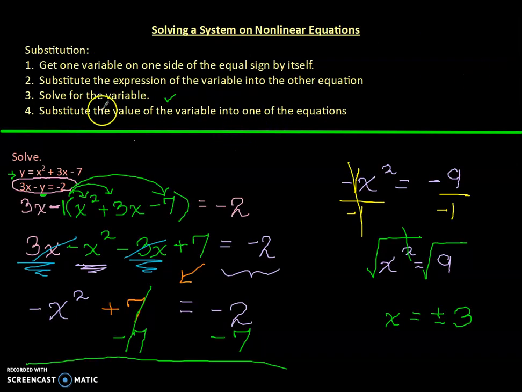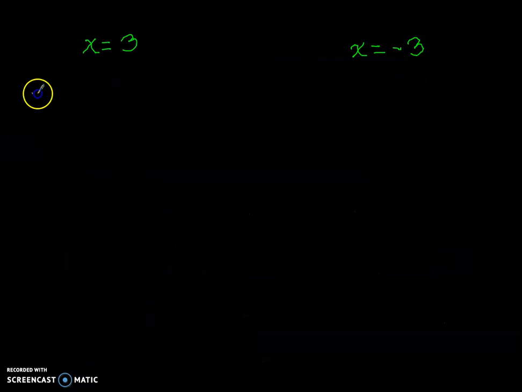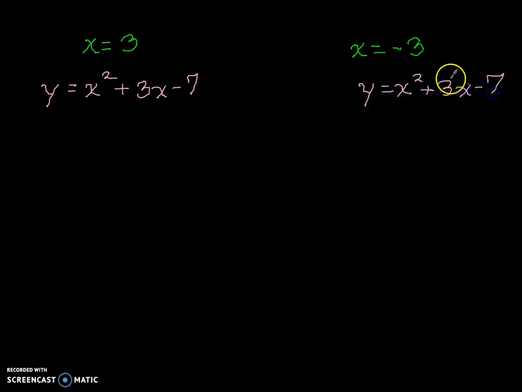And then from here, remember that x equals +3 and x equals -3. So those are my x values. I'm using the last step of substitution by substituting the value of the variable into one of the equations. And again, I chose the first equation. So I'm going to rewrite that first equation. y equals x squared plus 3x minus 7. And then I'm going to replace the x with 3. Remember PEMDAS.